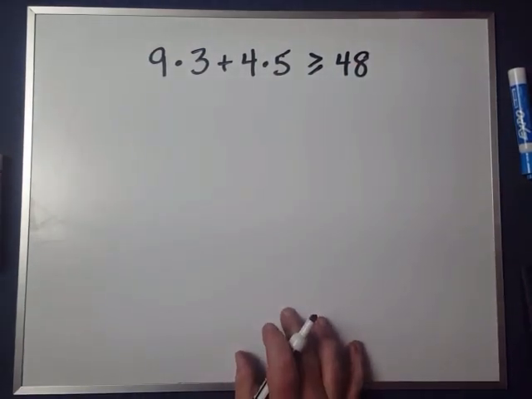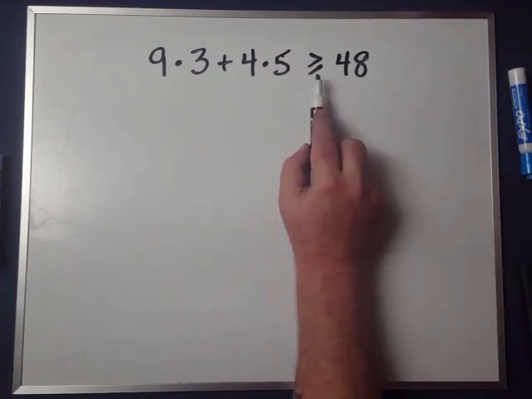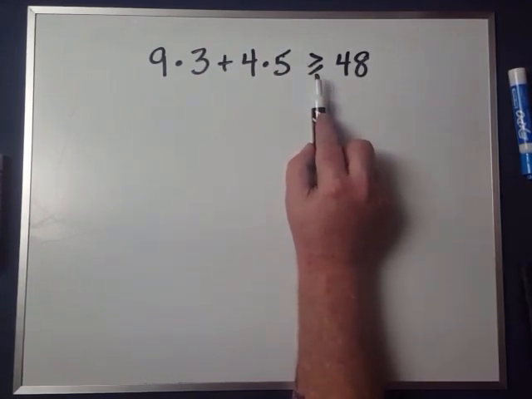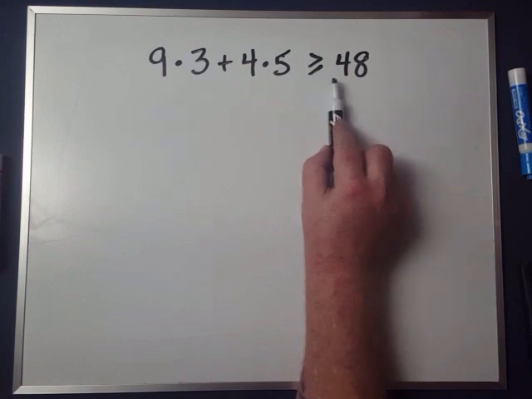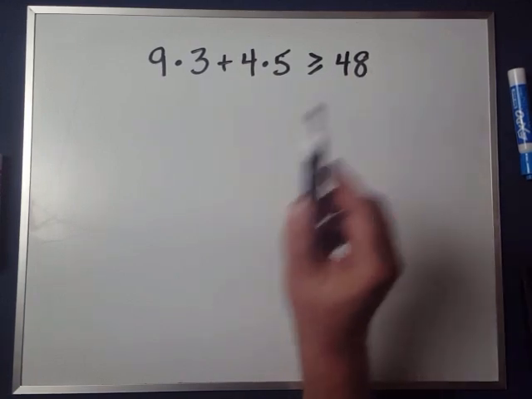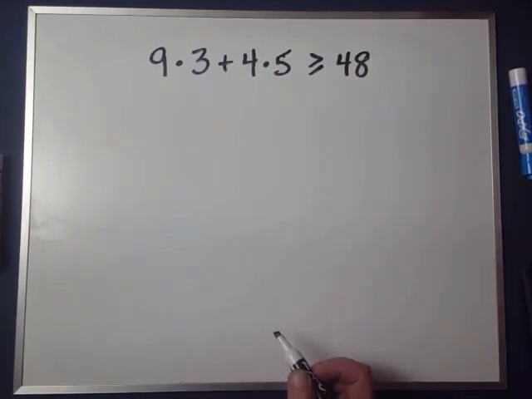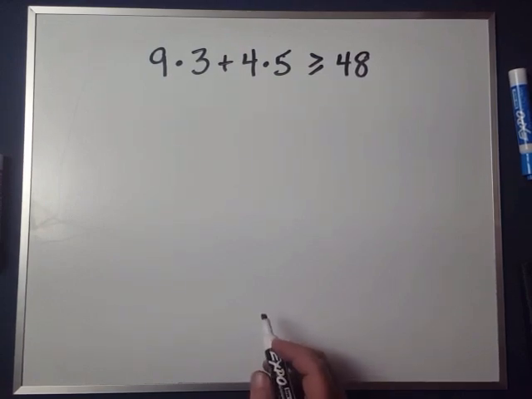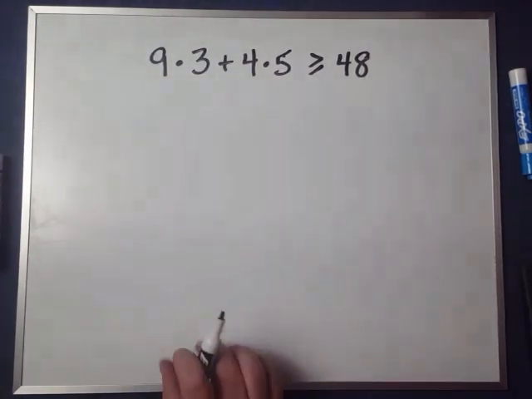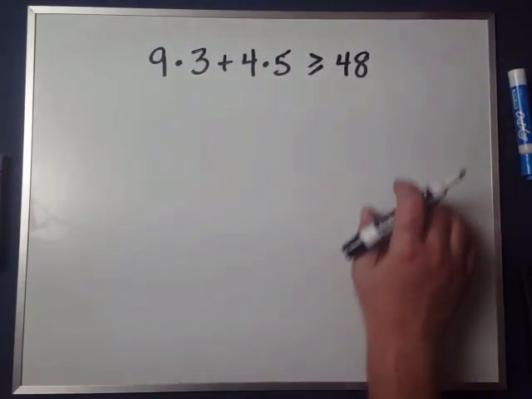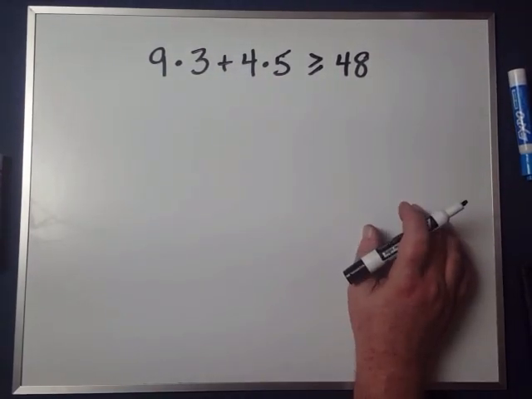The instructions say: first simplify both sides of each inequality. The left-hand side here is everything to the left of this inequality symbol. The right-hand side is everything to the right of this symbol, so just the 48. It says simplify both sides and then determine whether the statement is true or false. So we need to simplify this left-hand side. The right-hand side is already simplified.